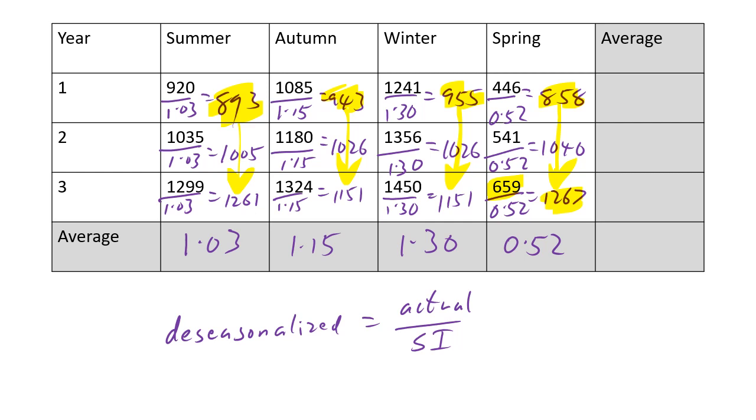So the 659 is much bigger. It's 1267. That was a really awesome spring, even though it's much less than the previous winter value, which was actually brought down to just 1151 because of the seasonal index. You normally expect winter to be good and spring to be terrible. So now we can see that definitely the spring was better than the winter, just looking number to number. 1151, 1267, 1267 is better. It was the better time.